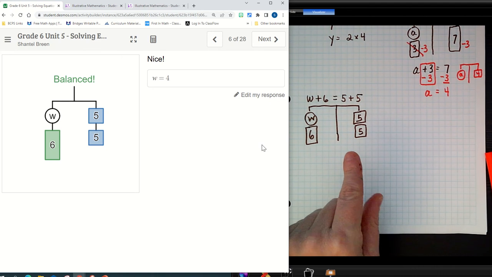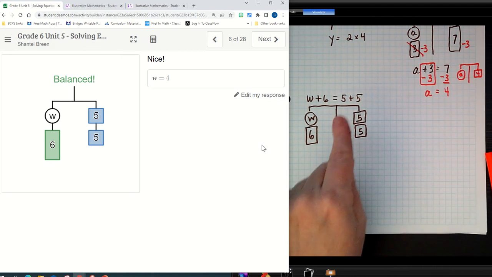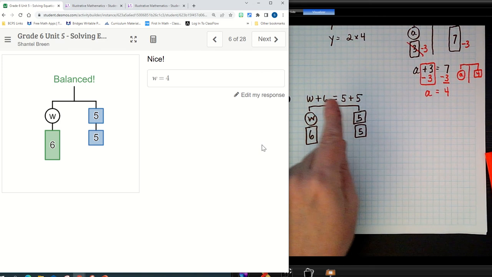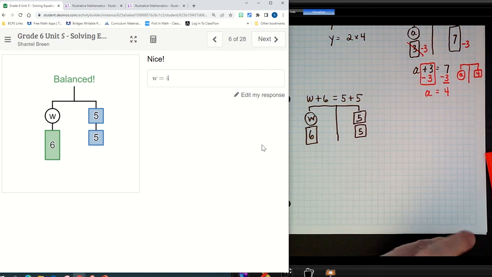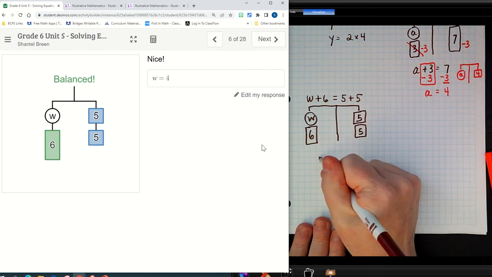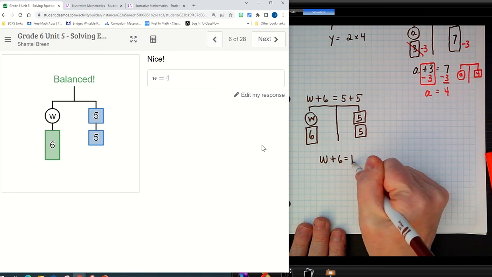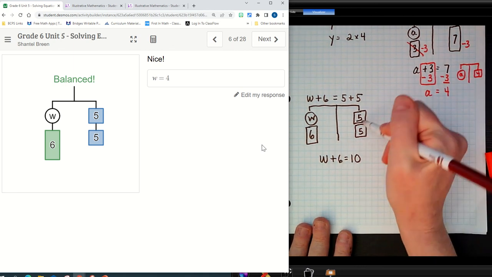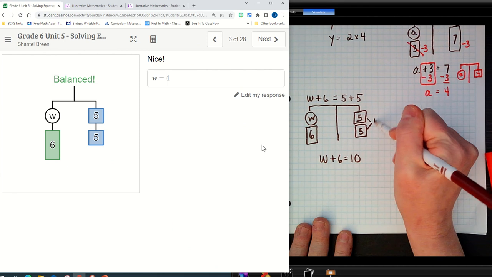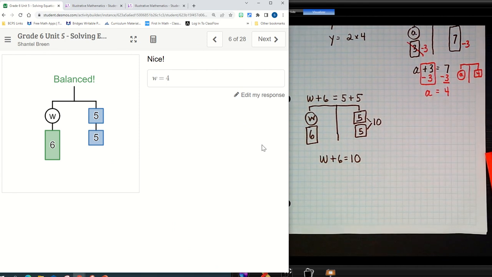Now, I don't know about you, but as soon as I saw a 5 and a 5, my brain put it together and said 10. That's because you have been combining like terms since you were in first or second grade. We've been doing this for a long time. As soon as you see those two numbers, you just put them together. So we could simplify it and say W plus 6 is equal to 10, because 5 plus 5 is 10. So you can just fix that right away.